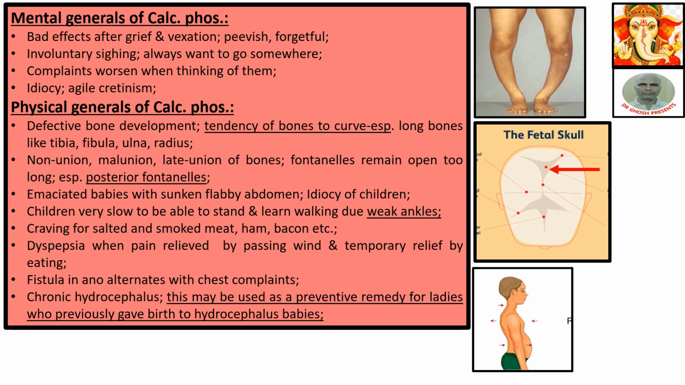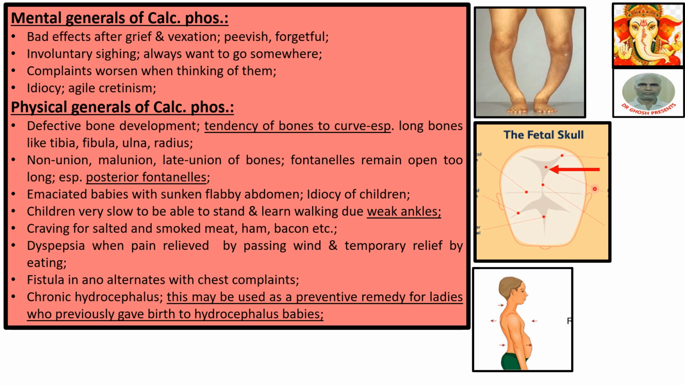Physical generals of Calcarea Phos. Defective bone development, tendency of bone to curve. First picture, top. Long bones like tibia, fibula, ulna, radius, etc. Non-union, malunion. Late union of bones. Fontanelle remains open too long, especially posterior fontanelle.